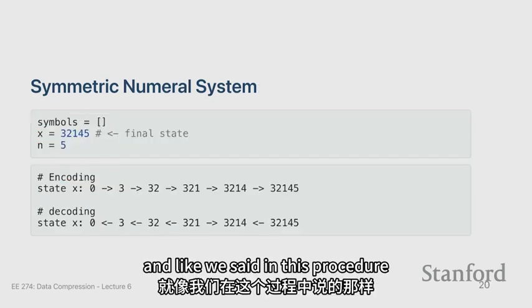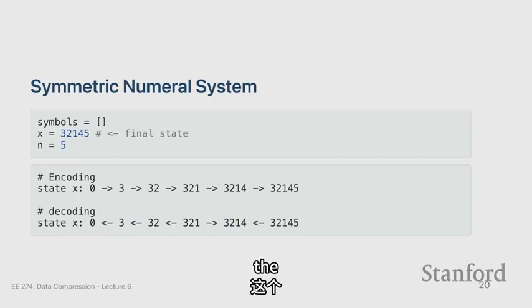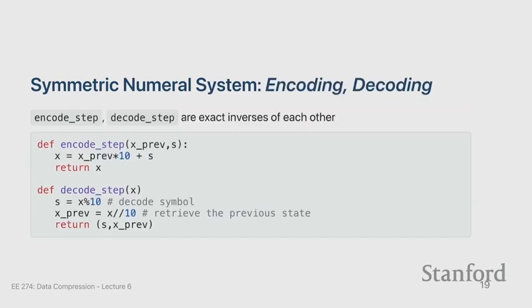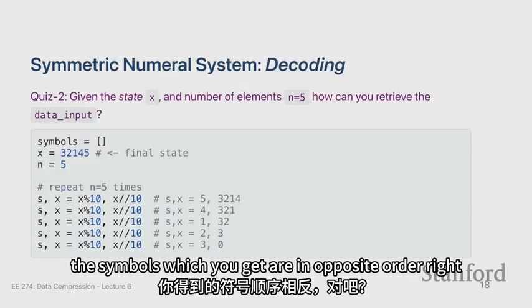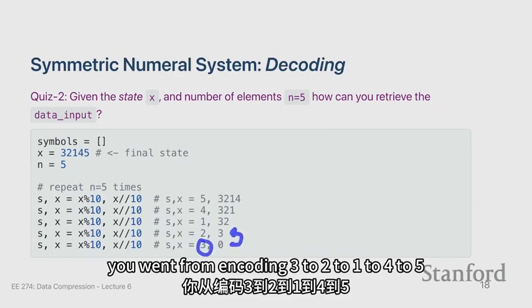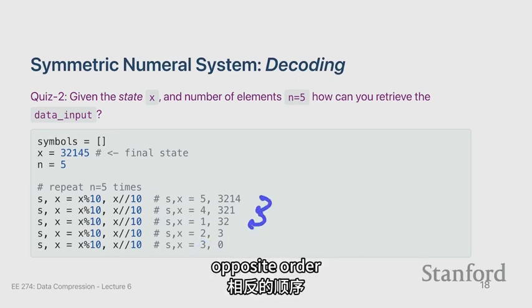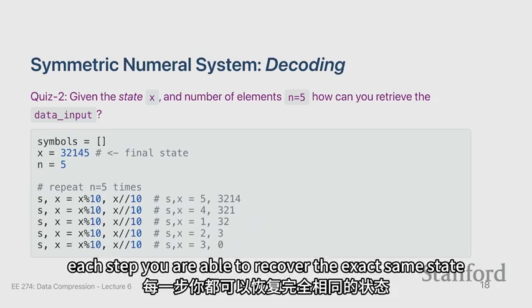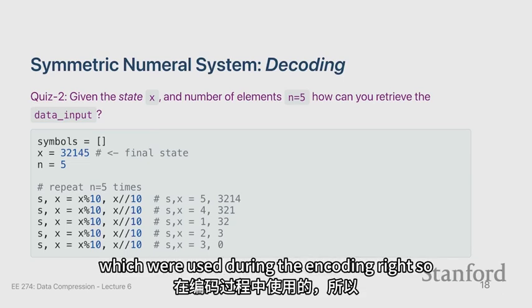Nice. And like we said in this procedure, the symbols which you get are in opposite order, right? So when you encode it, you went from encoding 3 to 2 to 1 to 4 to 5. But when you are decoding, you are coming in opposite order. And in each step, you are able to recover the exact same state, which were used during the encoding.